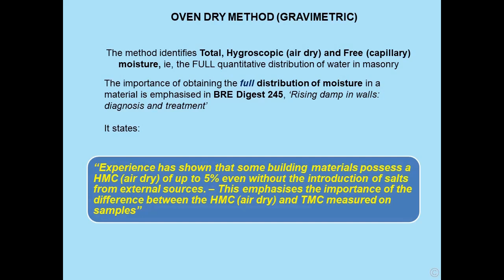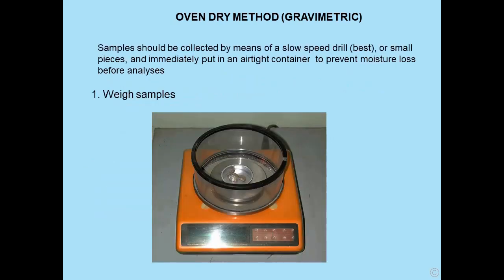Its importance is emphasised in Building Research Establishment Digest 245, Rising Damp in Walls, Diagnosis and Treatment, where it states: experience has shown that some building materials possess a hygroscopic moisture content, air dry moisture content, of up to 5%, even without the introduction of salts from external sources. This emphasises the importance of the difference between the air dry moisture content and the total moisture content measured on samples. So how do we do it?